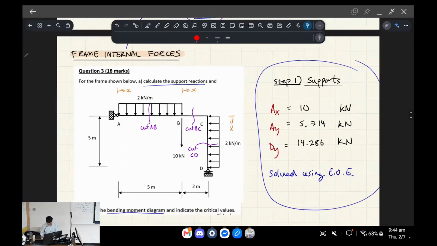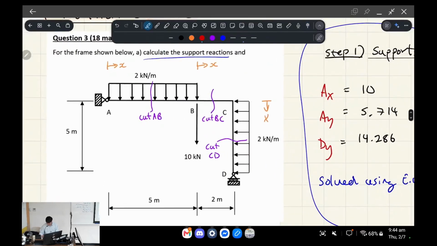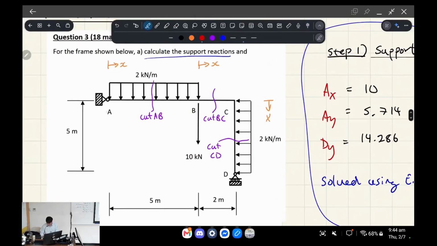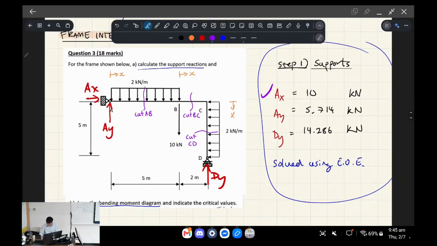So if we look at this beam, if we look at this frame, you're going to notice a few things. The first one is that there's a pin here, and then there's a roller here, okay? So that's how we can work out all these reactions.